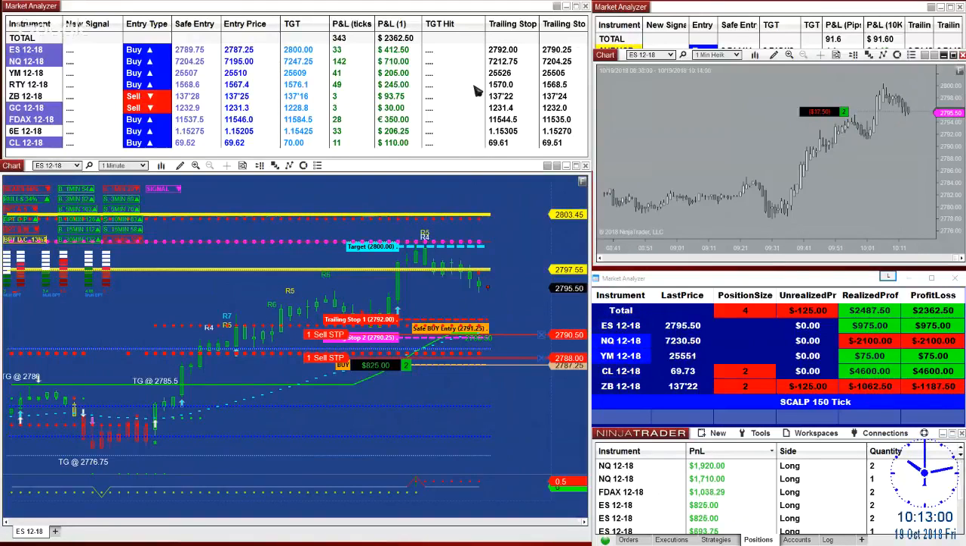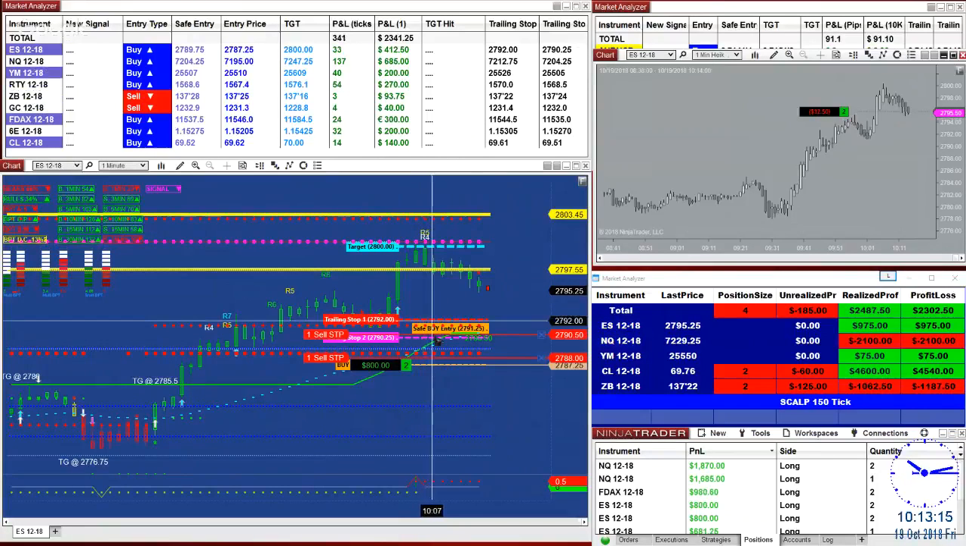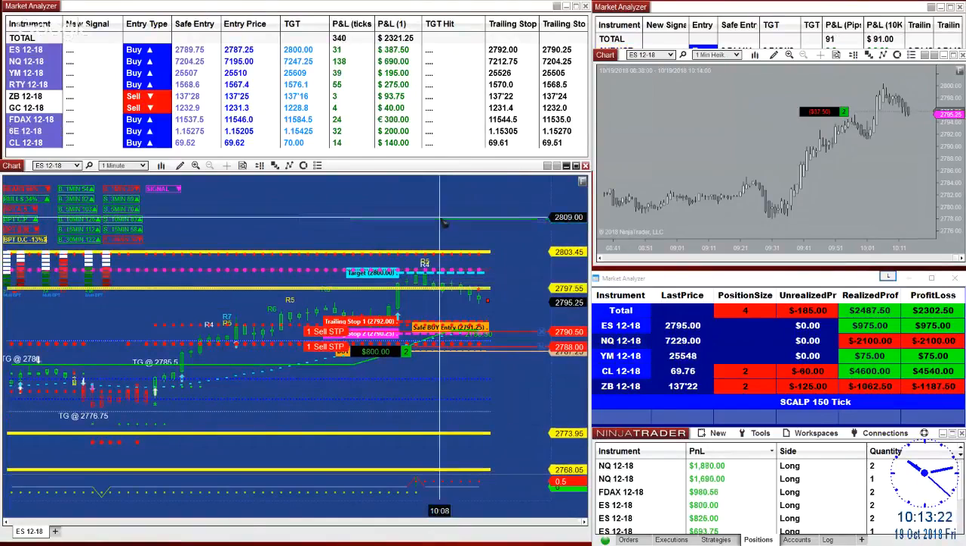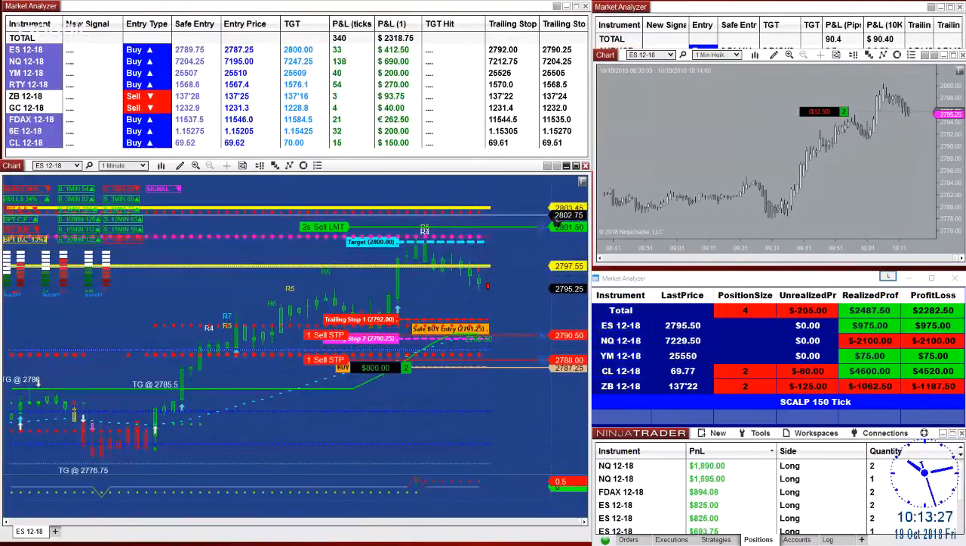Let me explain to you what's going on. As you see here, we had an entry on the ES. Here is our target. The market came in with the auto trade. I personally like to use an ATM, where I can move my trailing stop and my target, but you can use the fully automated. This week we tried the fully automated, and it was boring as hell because I couldn't interfere with the trades.